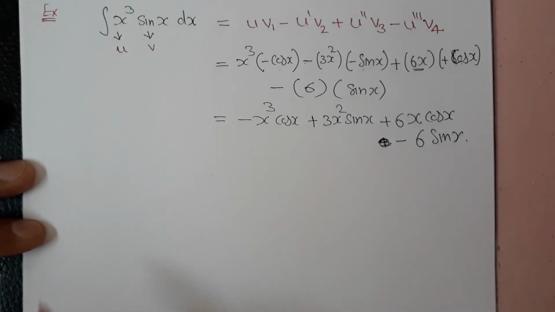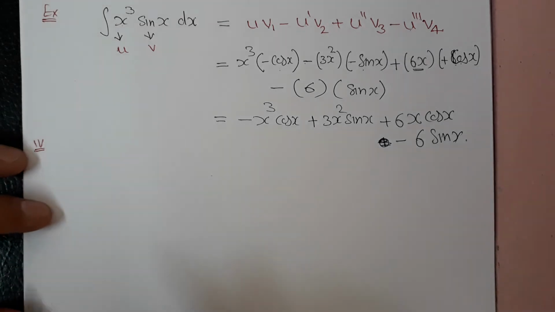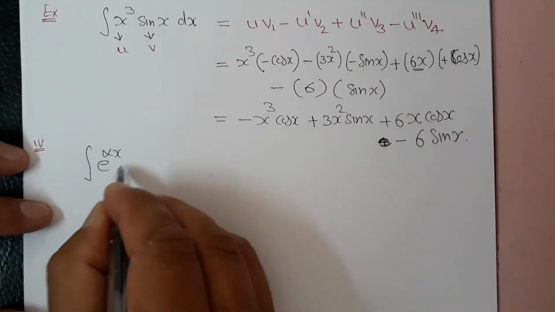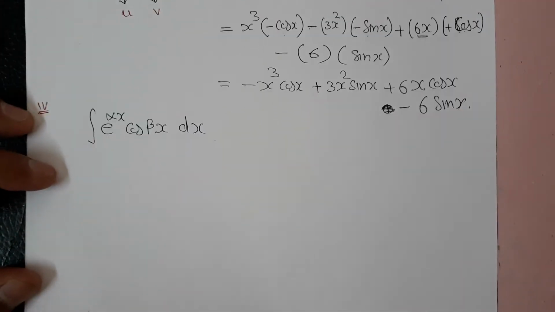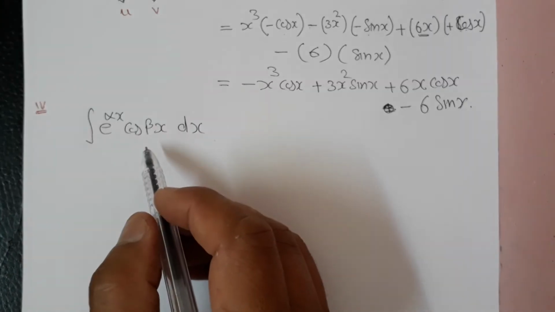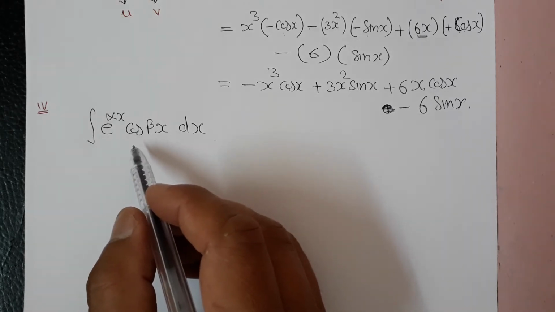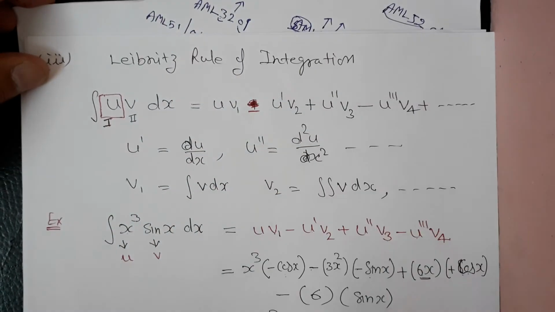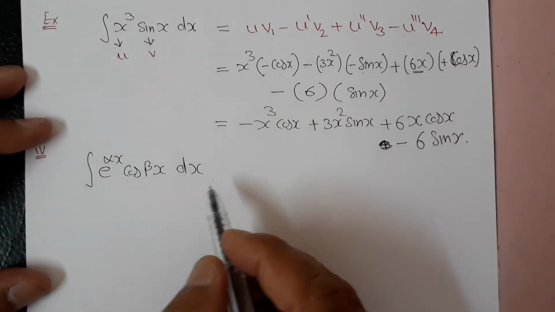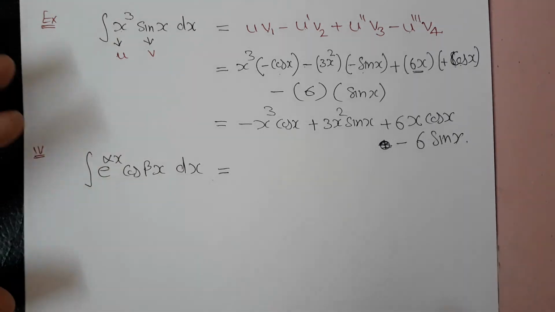Then we have the fourth one, and the fourth one is the formula. If we have e raised to the power alpha x cos of beta x dx, this type of product function in which one function is exponential and the second function is trigonometric, so we don't have algebraic functions, we cannot use the Leibniz rule of integration here. Here we have to go with integration by parts, but when we solve application oriented problems, we don't have the time to use integration by parts, so we'll use the direct formula.